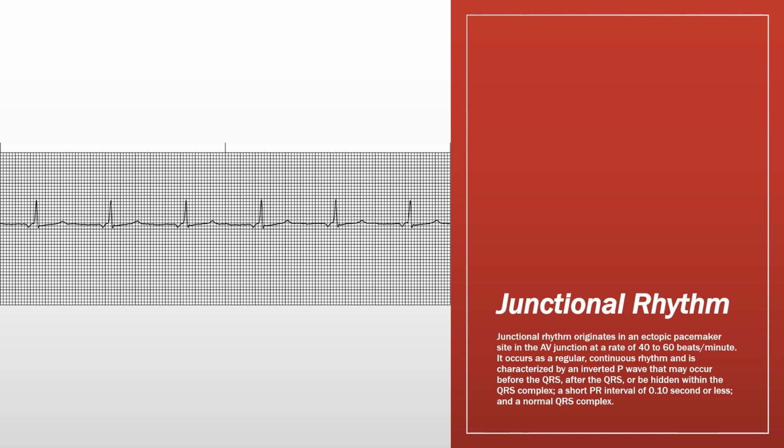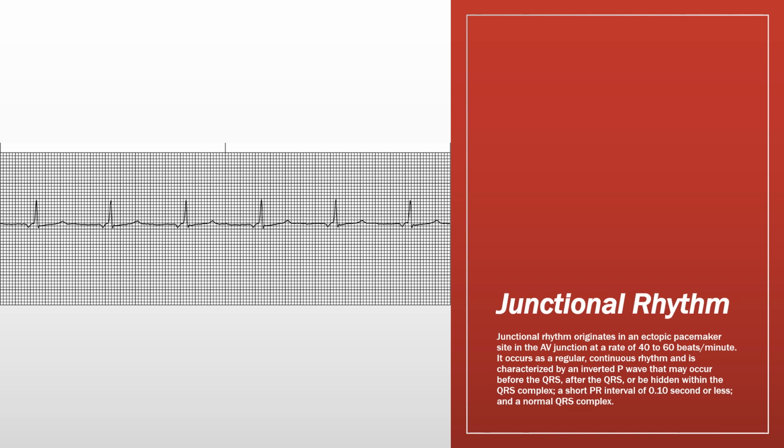And when we look back at our electrical conduction system, the SA node had an intrinsic rate of 60 to 100, and we knew the AV node had an intrinsic rate of 40 to 60 beats. So our junctional rhythm, we're going to see a rate of 40 to 60 beats per minute. It's going to be typically regular, but again, we just have that inverted P wave before, after, or hidden in the QRS. And remember, the QRS is going to remain a normal duration.